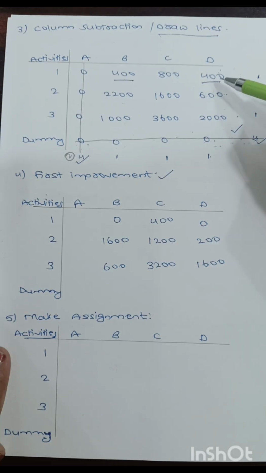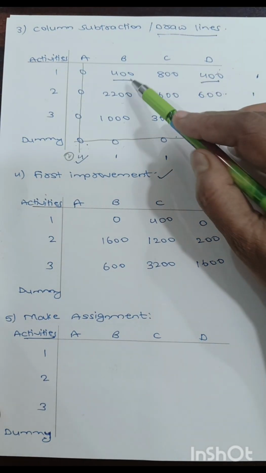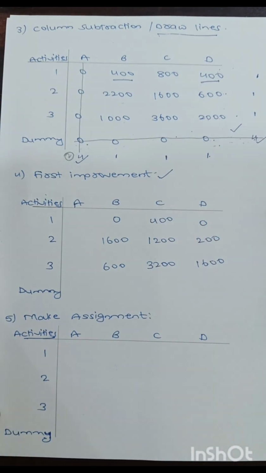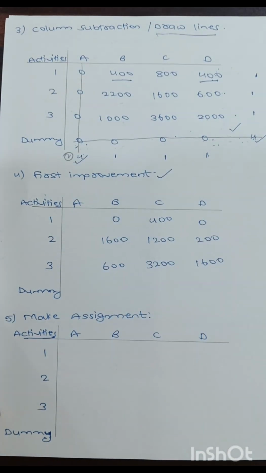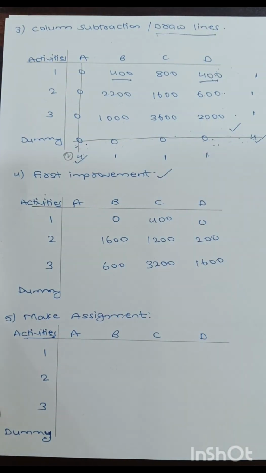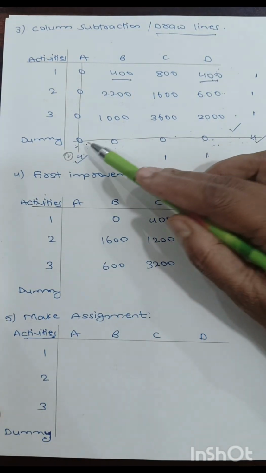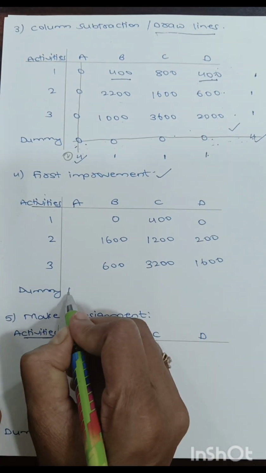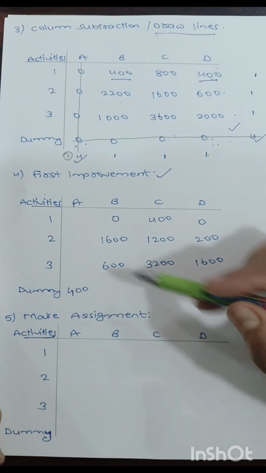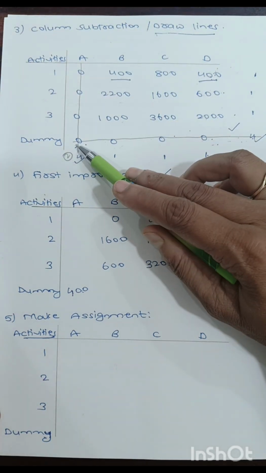What have we done? We have selected the lowest element from all uncovered elements and subtracted this 400 from all uncovered elements. Done with step number 1. Step number 2, add the smallest uncovered element to the point of intersection. What is the point of intersection? The point where 2 lines intersect is called the point of intersection. We have only one point of intersection here. So, by adding 0 plus 400, we will get the value 400. So, this is our point of intersection. We have added this 400 to the point of intersection.